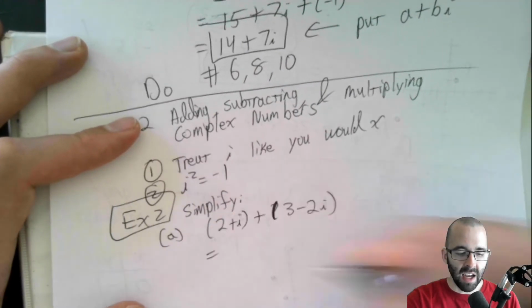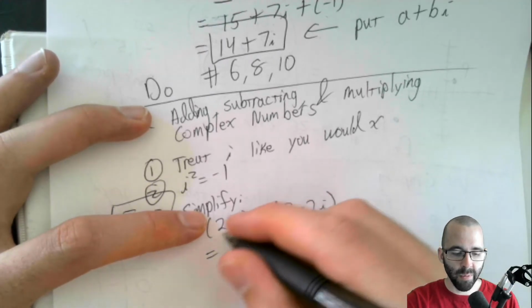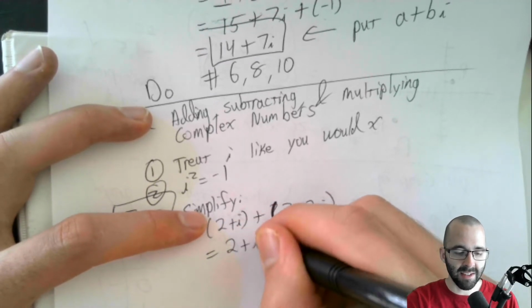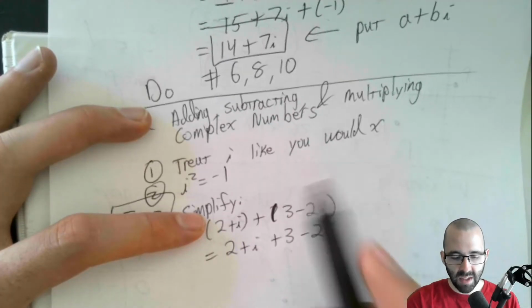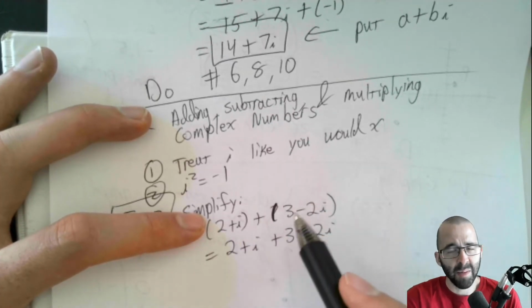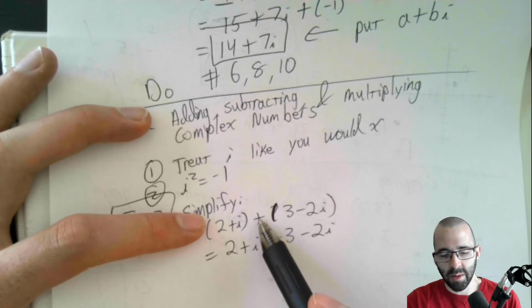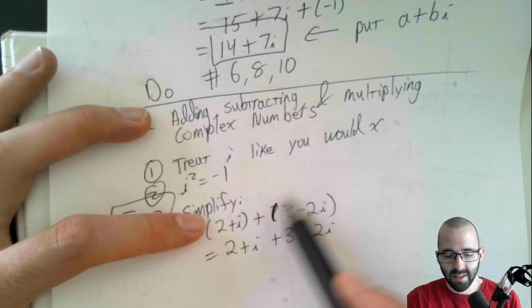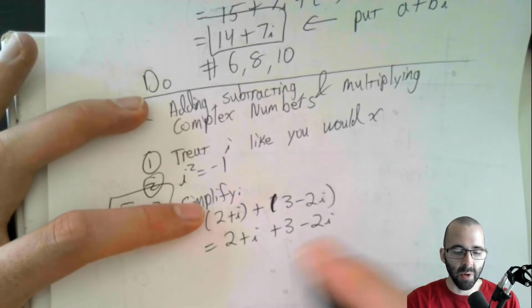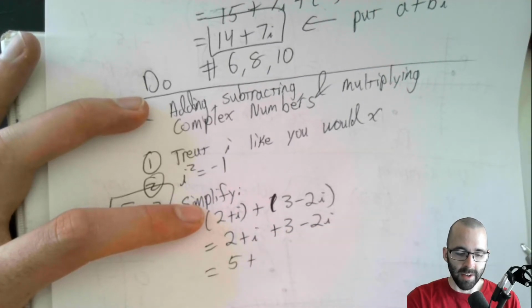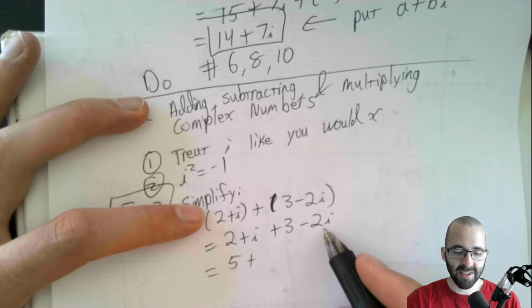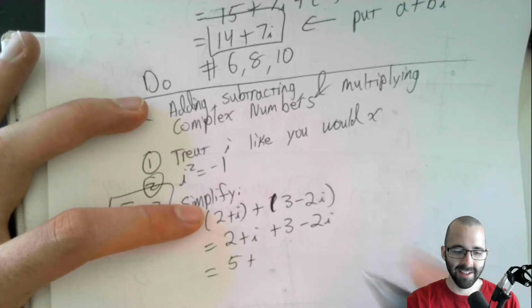That's it. If you want to do an intermediate step, we don't need the parentheses here. You could write this as 2 plus i plus 3 minus 2i. We don't have to distribute. I mean, you can think about it as distributing, but it's just a plus 1. So essentially the parentheses can go away. Now it's just 2 plus 3 is 5, plus i minus 2i is -i.